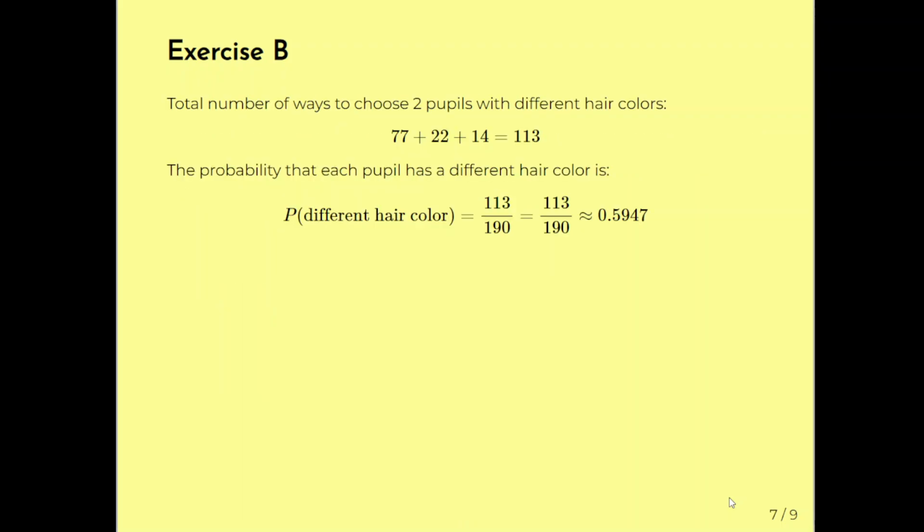I keep using student, I apologize for that. Anyway, the total number of ways to pick out two pupils with different hair colors is 77 plus 22 plus 14, which is 113. So the probability that each pupil has a different hair color is 113 divided by 190, which is approximately 59.47%, 0.5947. Okay, that's it. We'll leave it there.